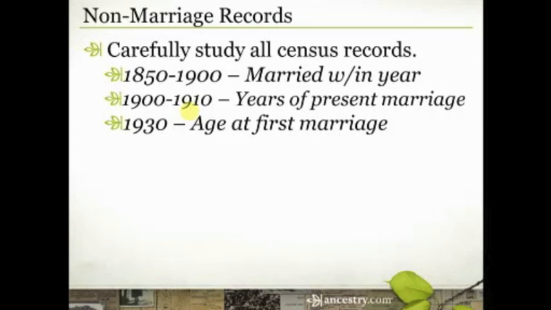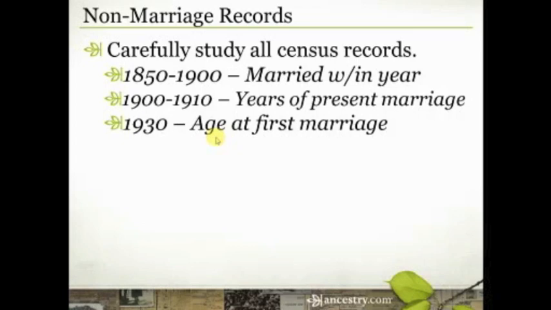Or at your first marriage. And so, again, you're going to have to do some math, because this one is an age question, not a years question. But pay attention. If the husband is 50 and he was 20 at his first marriage, and the wife is 50 and she was 30 at her first marriage, that may mean that this is not the first marriage for one or the other or both of them. And so pay attention to that. Do a little bit of math there to help figure that out.